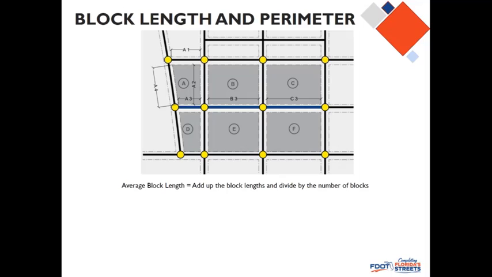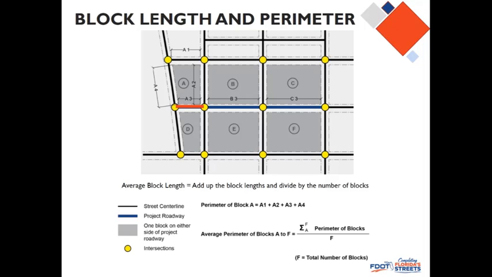Just to review, for context classification, where we're trying to determine block length and perimeter, we start by looking at each individual segment of a block. Let's say this blue road going through the middle of the drawing here is our FDOT roadway. We would measure the distance between each of the intersections to get the block length, and then we would add up each of those individual blocks and average them to get an average block length.